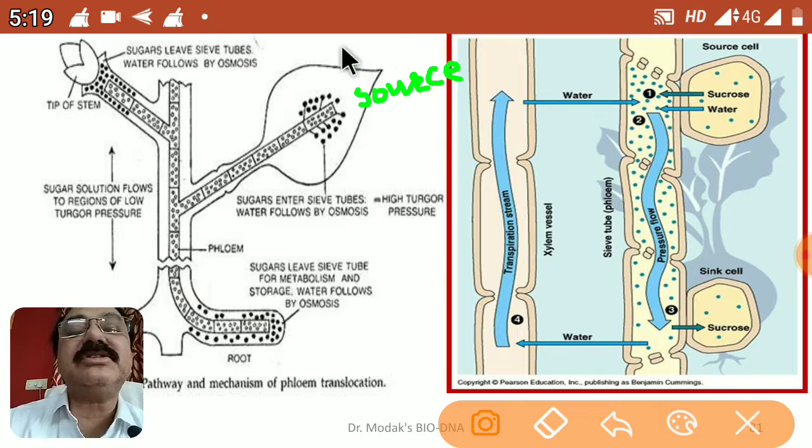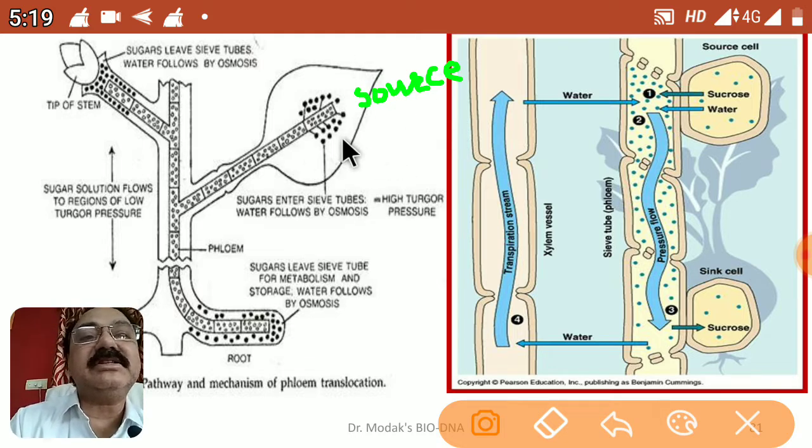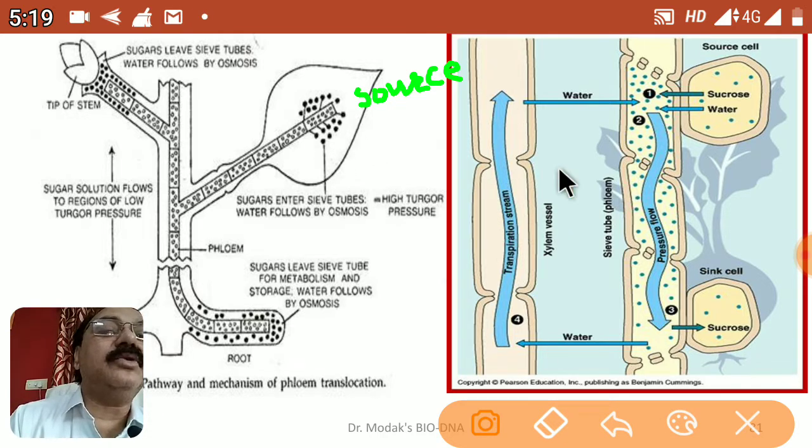So this is the source here. In the process of photosynthesis, what happens? The mesophyll cells produce sucrose. Here is another interesting diagram you have to understand.